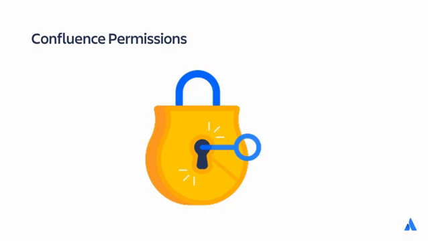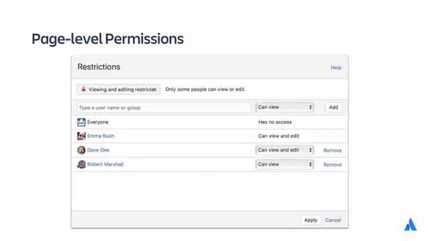Let's look at page-level permissions first. At the page level, you can set restrictions on who can edit the page and who can view the page. You'll know if page permissions have been added because a red lock icon has been applied to the page. Notice here that we have view-level permissions added. This particular restriction means that only Emma Rush, David G., and Robert Marshall can view the page, and nobody else. Robert Marshall is only able to view the page, he is not able to edit it.